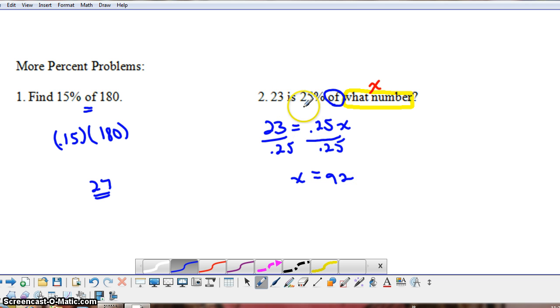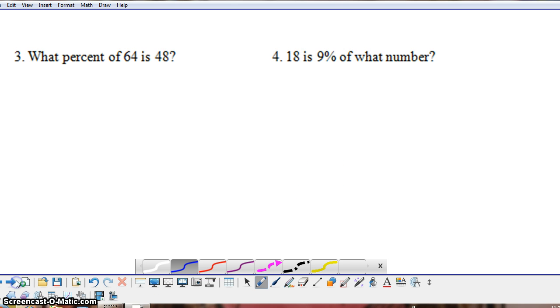If I was to take 25% or a quarter of 92 to get 23, that makes sense, since 92 divided by 4 is 23. Let's take a look at a few other examples.